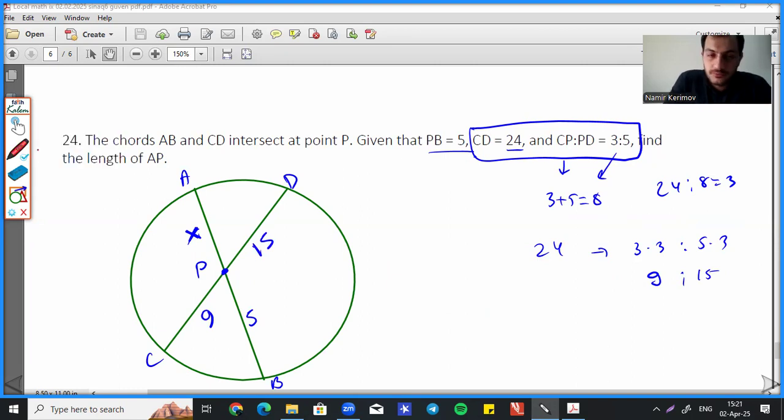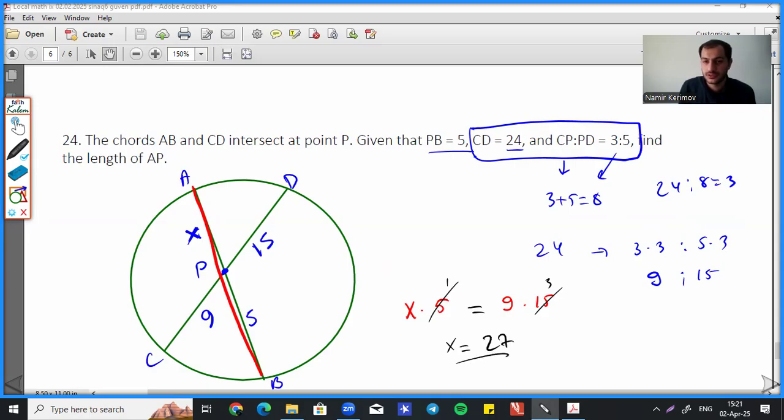And now we can use the formula. The formula says that for this chord, there are 2 sides, X and 5. For the other one, 9 and 15. And we know that the product of the 2 sides should be the same. Then simplify by dividing by 5 on both sides. That will be 3. So X is 9 times 3, it's 27. That's it. The length of AP is 27.